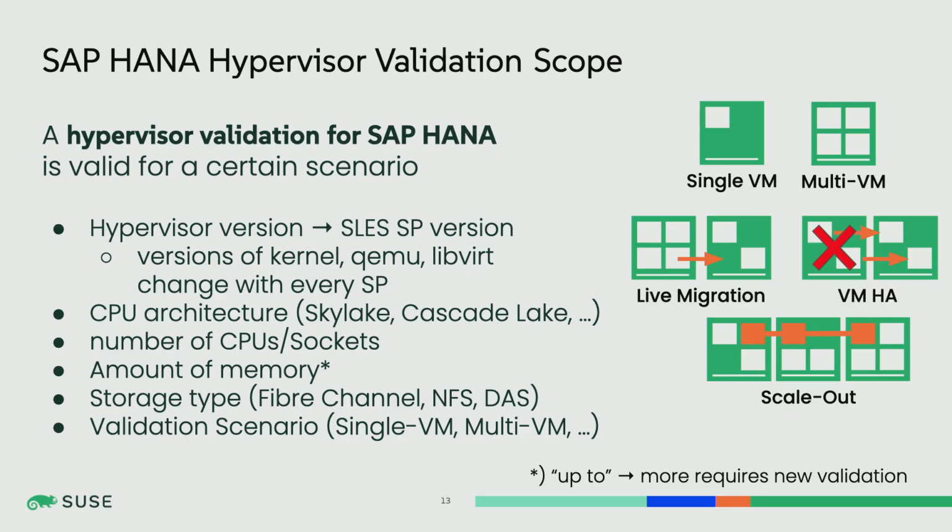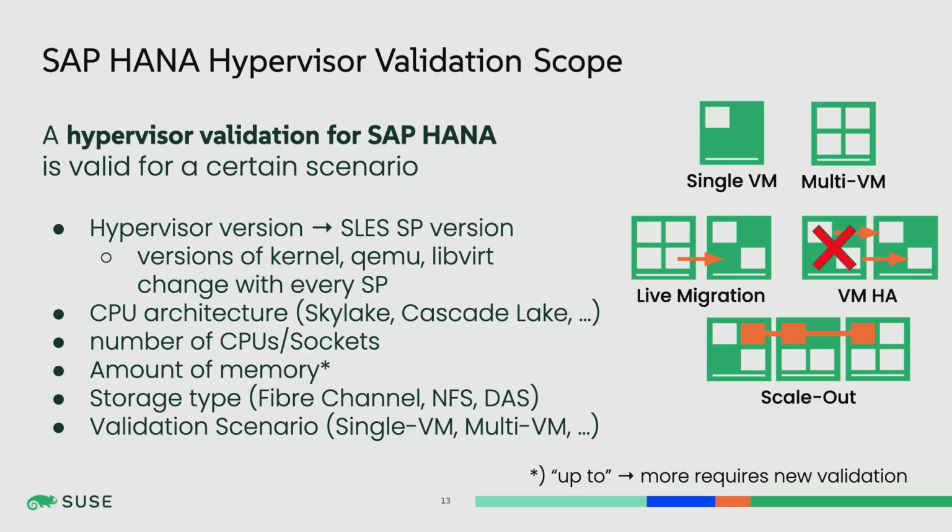Then we have the CPU architecture, so Skylake, Cascade Lake, and so on. The number of CPU sockets, the amount of memory we want to support, the storage type, can be Fibre Channel, can be NFS, or direct attached storage, and then the different validation scenarios. A single VM on a hypervisor host, or multiple VMs on a hypervisor host, live migration, VM level HA, and so on, which are depicted here.